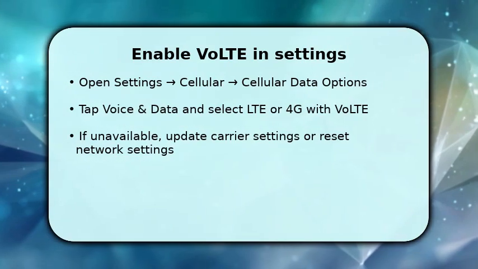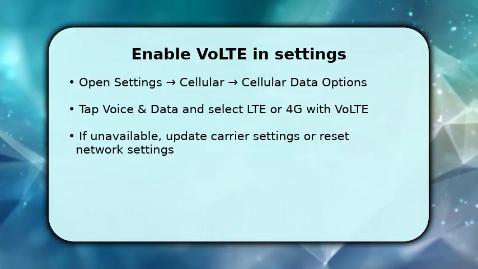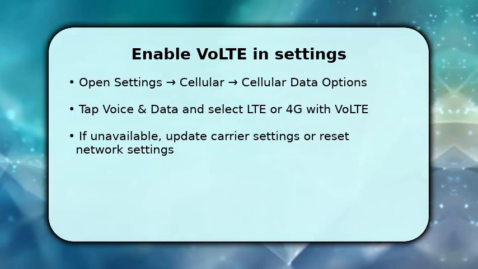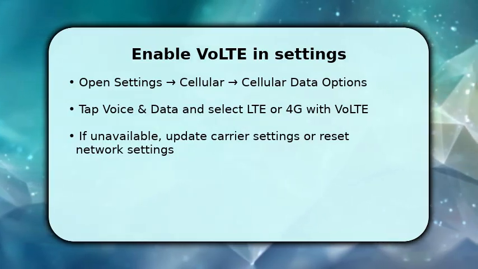You now adjust the iPhone settings. Open Settings, go to Cellular, then Cellular Data Options. Tap Voice and Data and choose the LTE option that includes VoLTE. That tells the phone to prioritize voice over the LTE network for clearer calls.